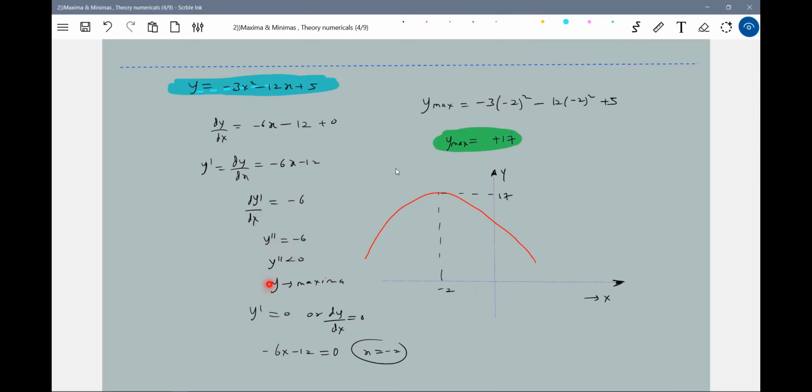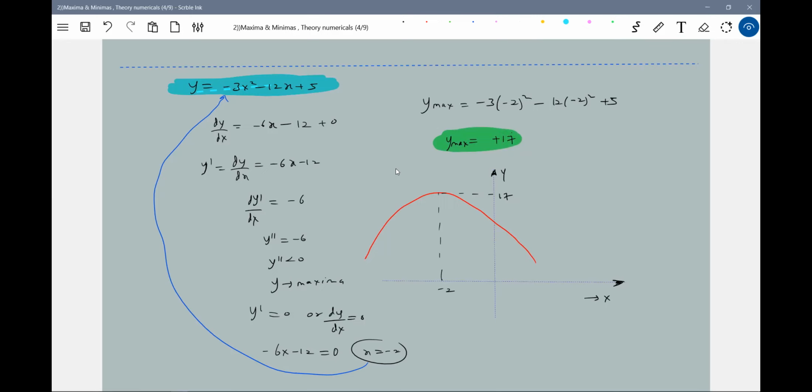Where that maxima should exist, the first order derivative should be equated to 0. I'll equate minus 6x minus 12 equals 0, x equal to minus 2. So somewhere here it will be maximum. How to calculate the maximum value? This value of x you have to substitute in this equation. Then put x equal to minus 2: minus 3 into minus 2 whole square, minus 12x is minus 2 whole square plus 5.